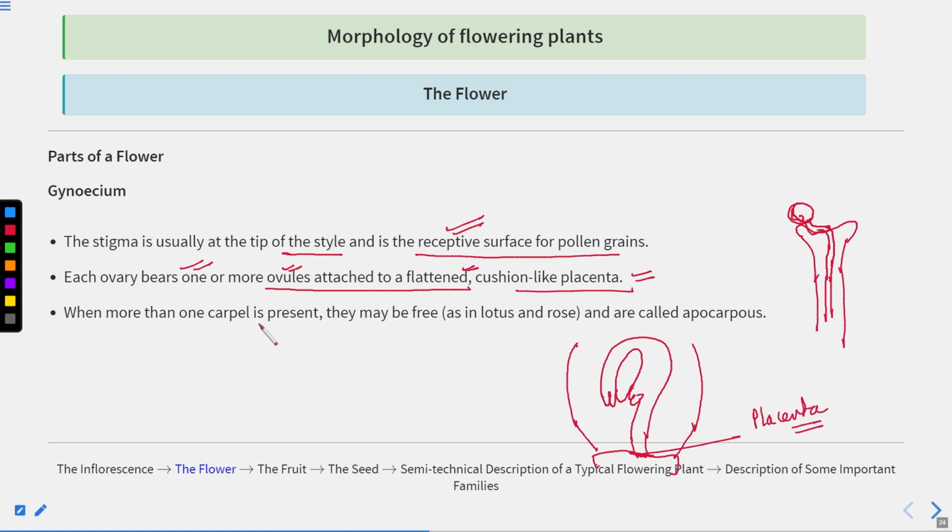When more than one carpel is present, they may be free. Okay, all the carpels are free, as we can see in the case of lotus and rose, and are called apocarpous. Such a condition, when more than one carpel is present and they are free, is called the apocarpous condition. All the carpels are free. They are not joined together. Such a condition is called apocarpous.